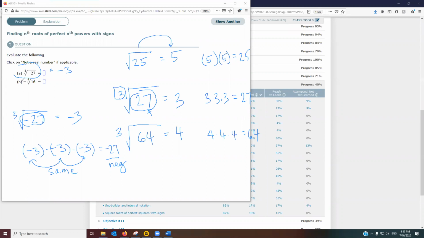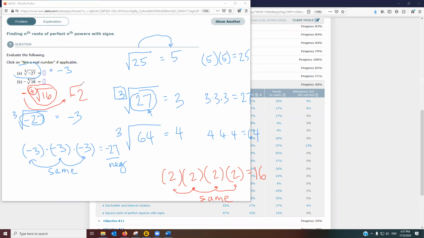All right, let's go to part B. Part B has a negative sign in front, and then it has the fourth root of 16. So when you see this 4 in front like that, it means the fourth root. What that's asking me to figure out is some number times itself 4 times has to equal 16, and these parentheses have to all be the same. Is there some number that if you multiply it by itself 4 times gets 16? Yes, the number is 2. So the fourth root of 16 is a 2, and I bring this negative sign with me. So the answer to this is negative 2.